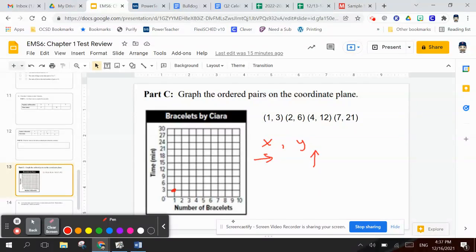2, 6. I start at 0. I go over to 2. And I go up to 6. 4, 12. I start at 0. I go over to 4. Up to 12. And 7, 21. I start at 0. I go over to 7. And I go all the way up to 21. If you would like to draw the line, you're more than welcome to, but you do not have to do that.